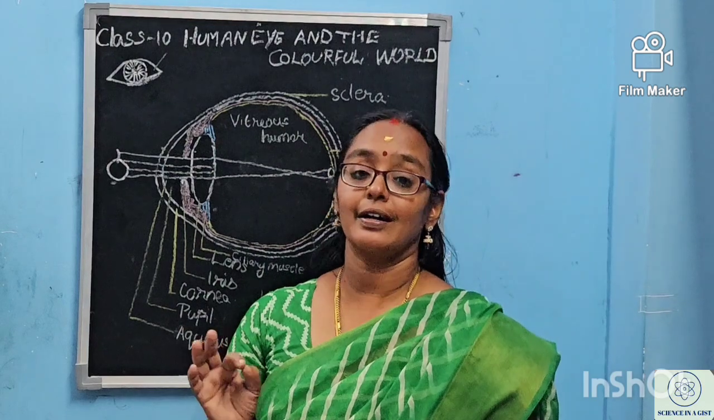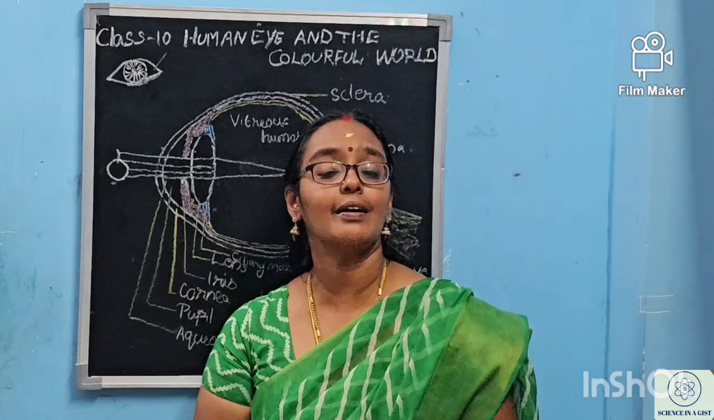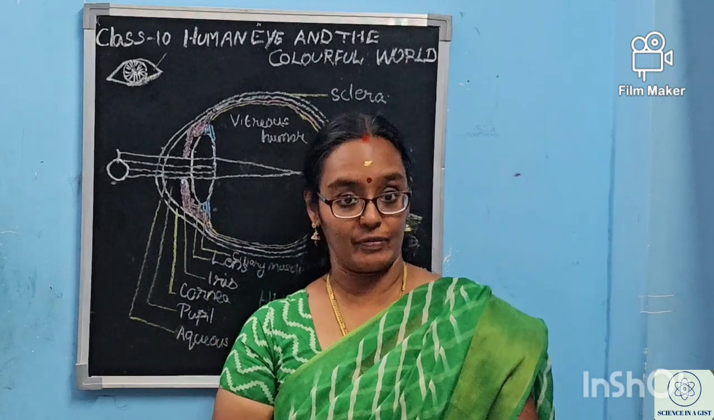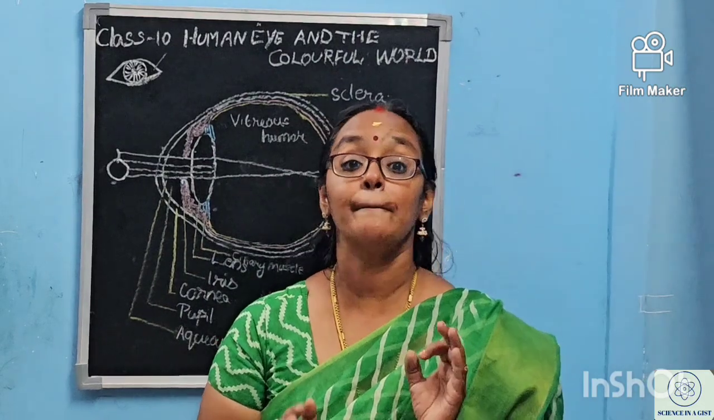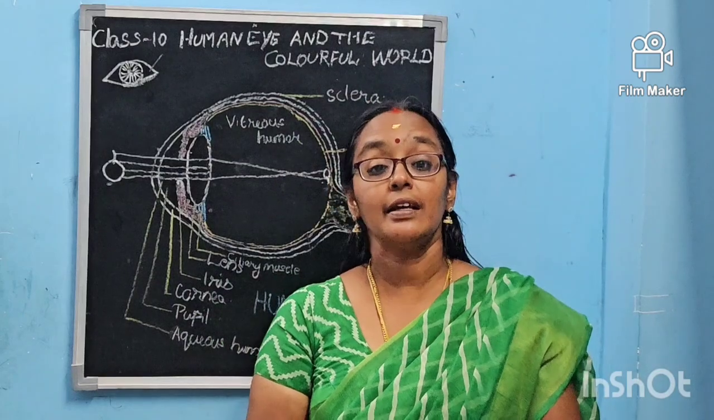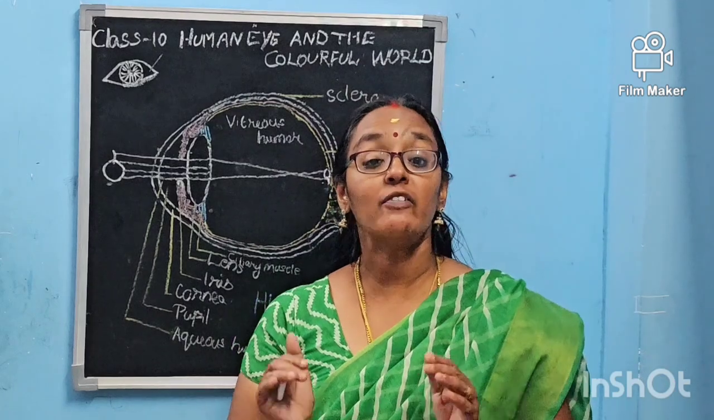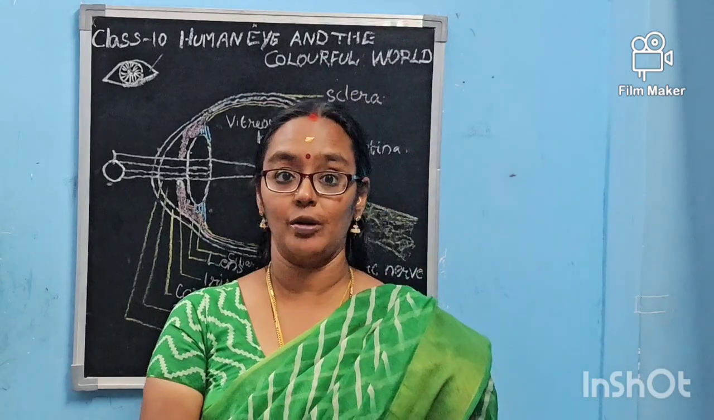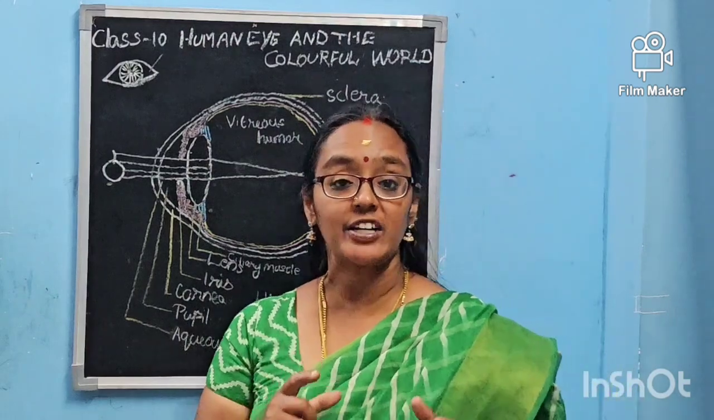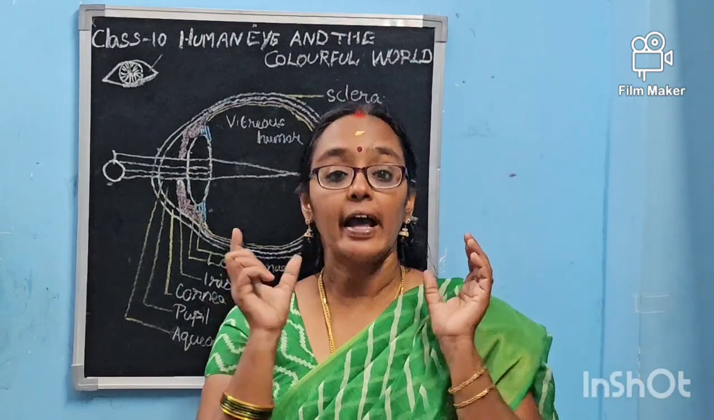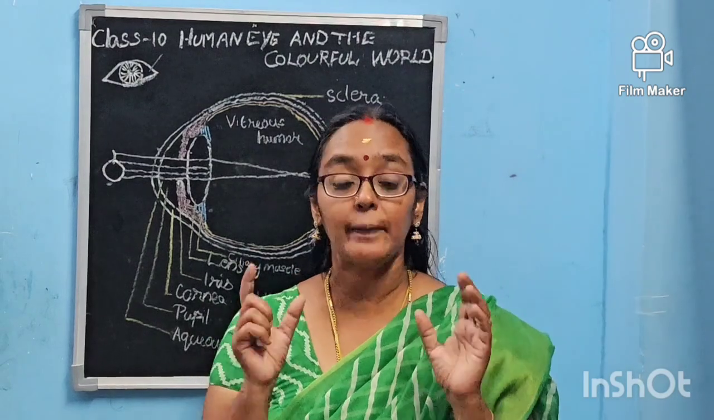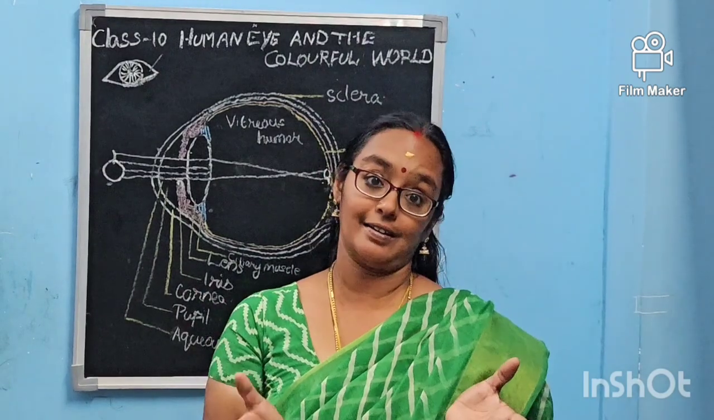So we are discussing the defects. What are the defects? Three types of defects we will be discussing. First is myopia. Now we are discussing the defects of the human eye. As I told you, the power of accommodation plays an important role. As the power of accommodation is there, we are able to see the objects clearly, right?